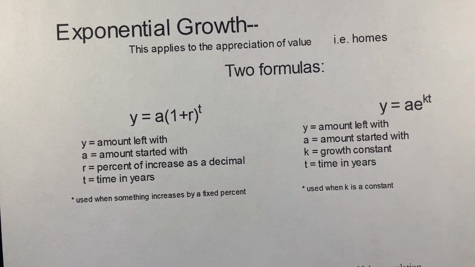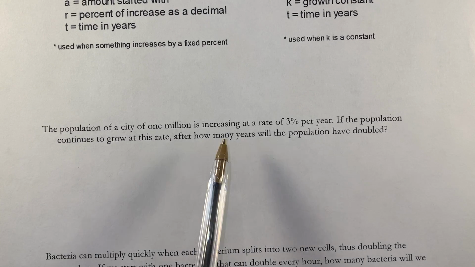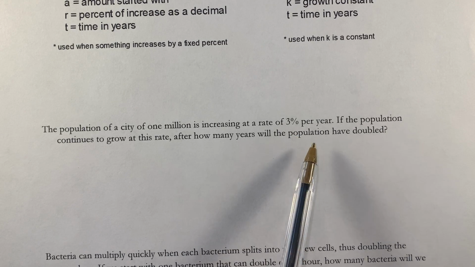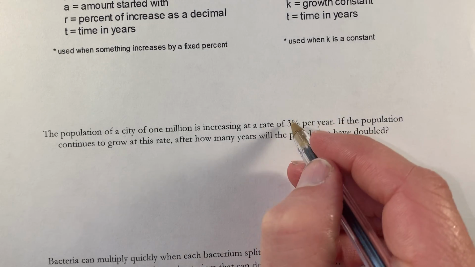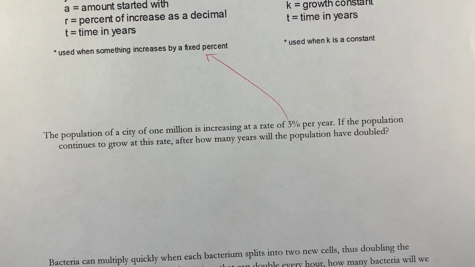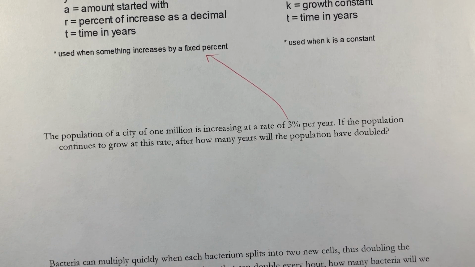Okay, our first problem. The population of a city of 1 million is increasing at a rate of 3% per year. So it's counted every year, and it's growing by 3%, so there's our fixed percent. If the population continues to grow at this rate, after how many years will the population have doubled?